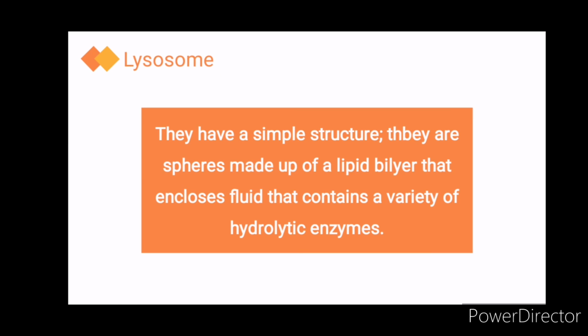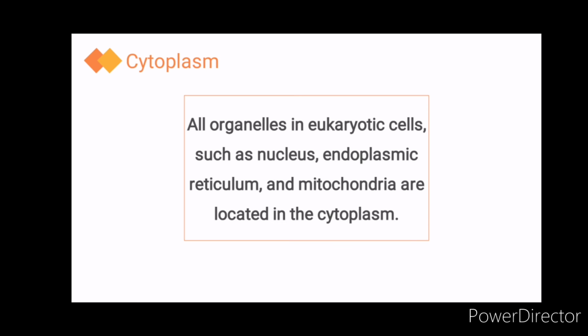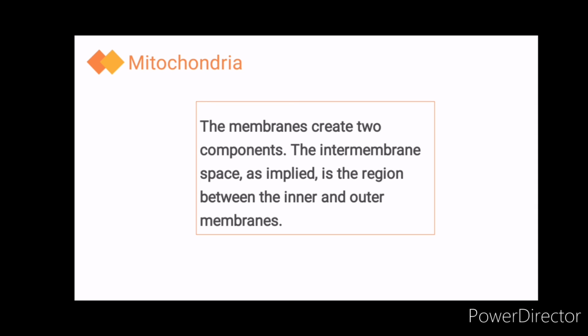Tenth, the lysosome. They have a simple structure. They are spheres made up of a lipid bilayer that encloses fluid that contains a variety of hydrolytic enzymes. Eleventh, the cytoplasm. All organelles in eukaryotic cells, such as the nucleus, endoplasmic reticulum, and mitochondria, are located in the cytoplasm. Twelfth, the mitochondria. The membranes create two components. The intermembrane space, as implied, is the region between the inner and outer membranes.